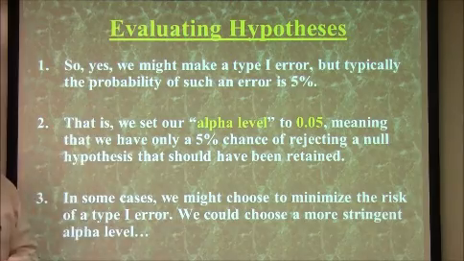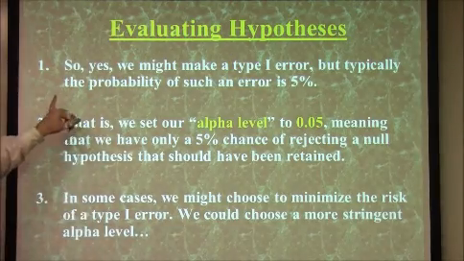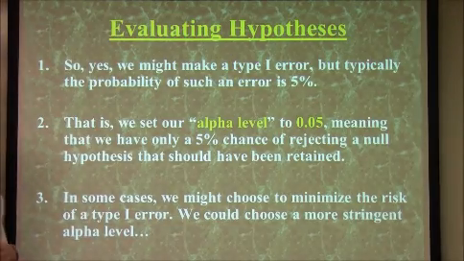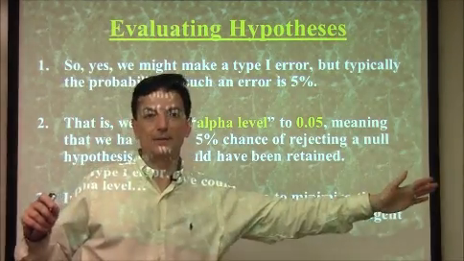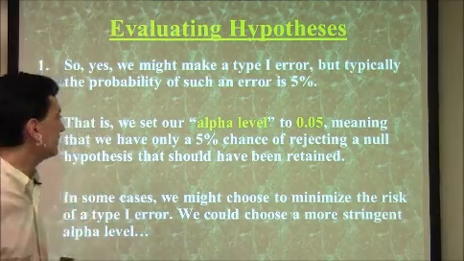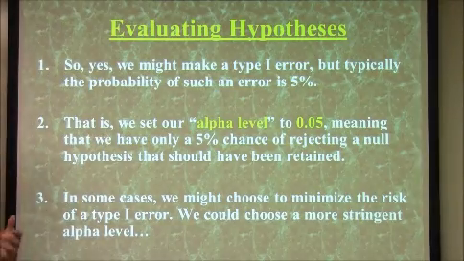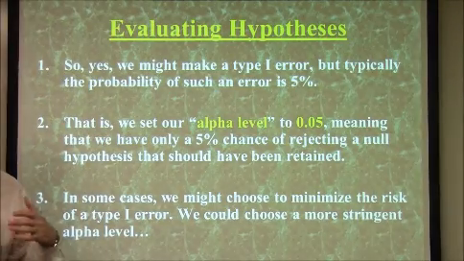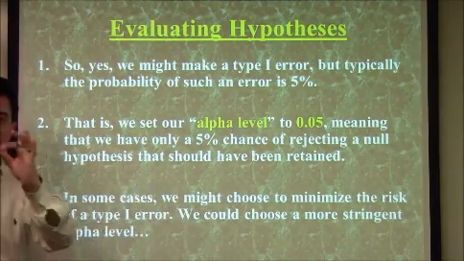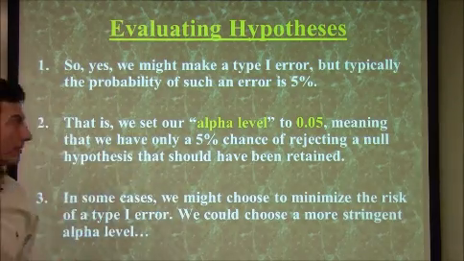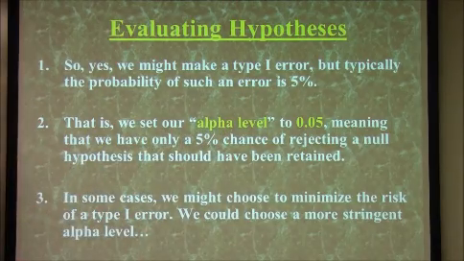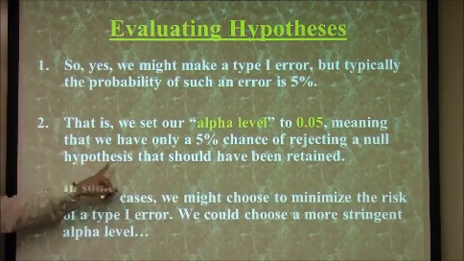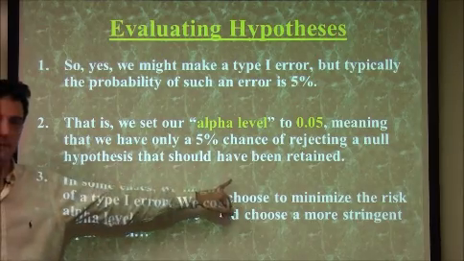Okay, so yes, we might make a type 1 error, but typically the probability of such an error is just 5%. And in many cases, we distribute that 5%, 2.5% up here, 2.5% down this way. That is, we say that our alpha level, and you'll recall that the alpha level is the probability of a type 1 error, stated another way, the probability of a false alarm. So we set our alpha level to 0.05, meaning that we have only a 5% chance of rejecting a null hypothesis that should have been retained.